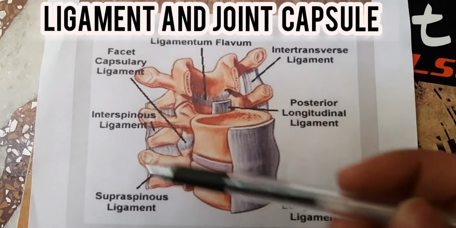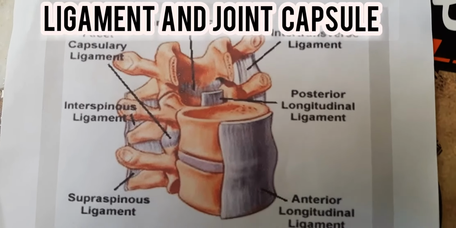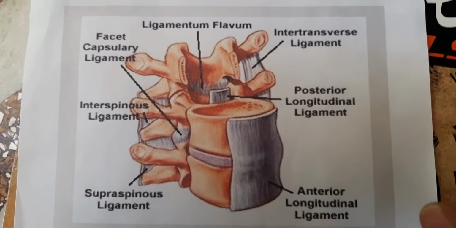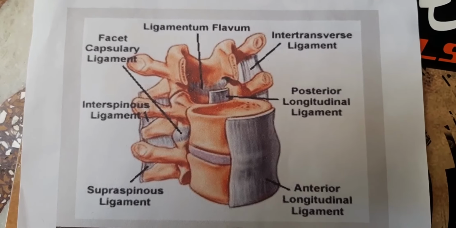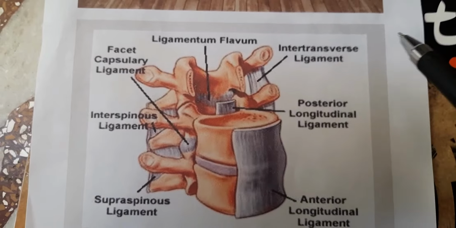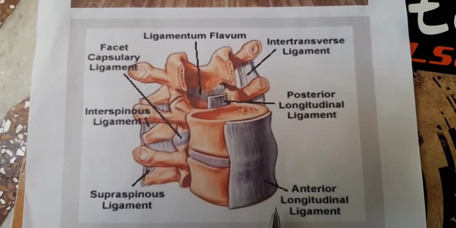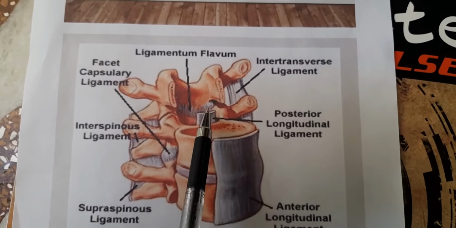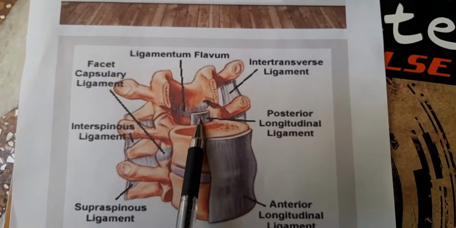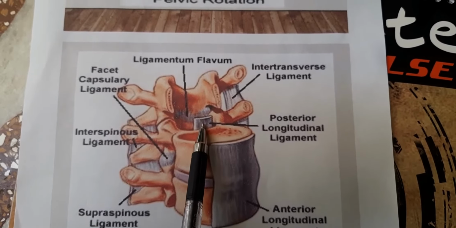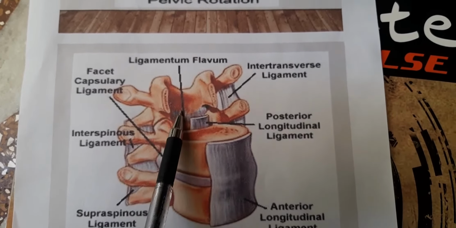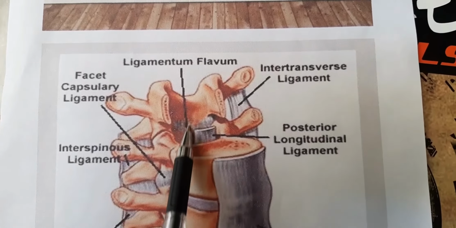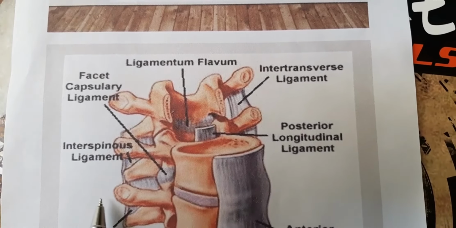Now we will talk about the ligaments and the joint capsule. Basically there are 6 main ligaments associated with the intervertebral and zygapophyseal joints. First, the anterior longitudinal ligament, which is present on the anterior side of the vertebra. The posterior longitudinal ligament is present on the posterior side of the vertebra. Next is the ligamentum flavum, which is present here.